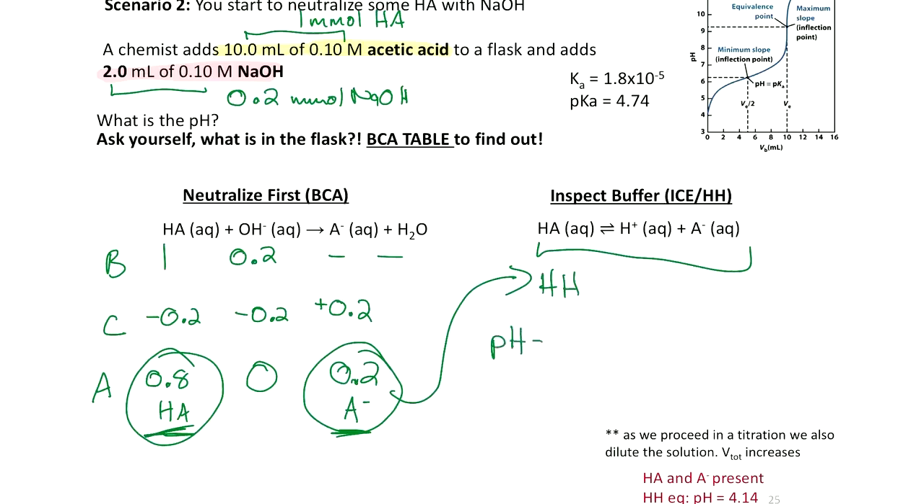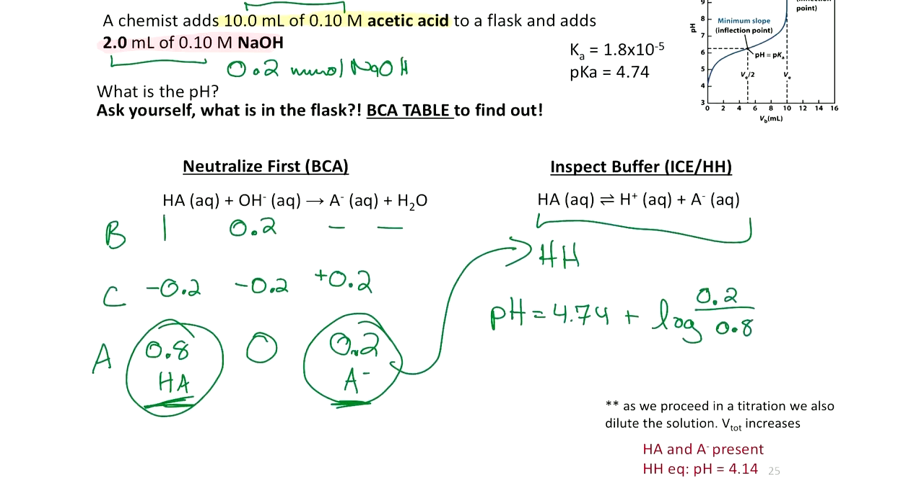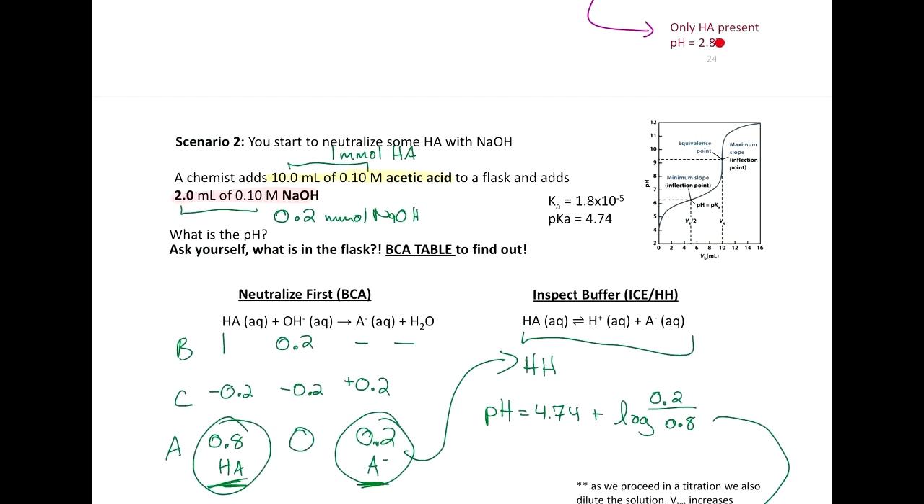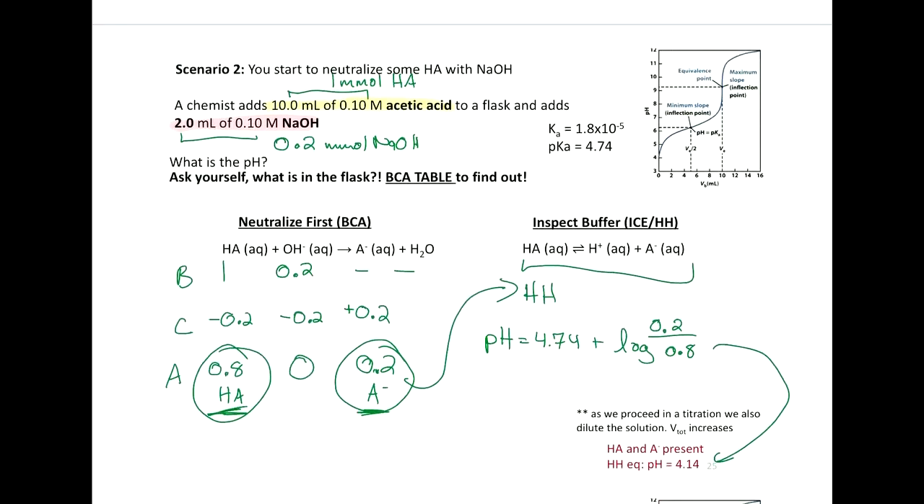So pH equals, I give you the pKa, 4.74 for acetic acid, plus log, what number goes on top? 0.2. 0.2 on top, 0.8 on the bottom, and we get that the pH is 4.14. Did our pH go up when we added base? It did. We started, when it was just the weak acid, at 2.87. Now we added a little bit of base. It went up, became more basic. Now it's a pH of 4. Okay, let's add a little bit more base.